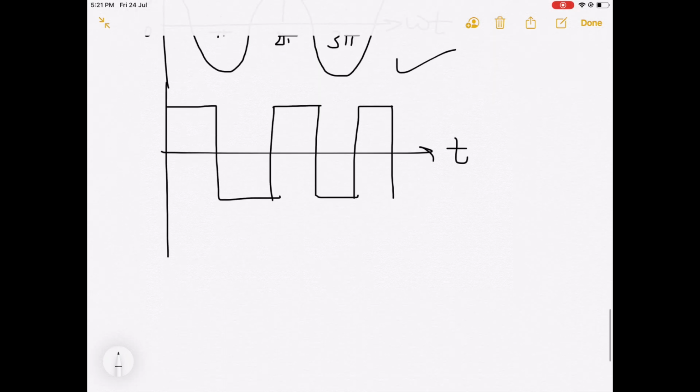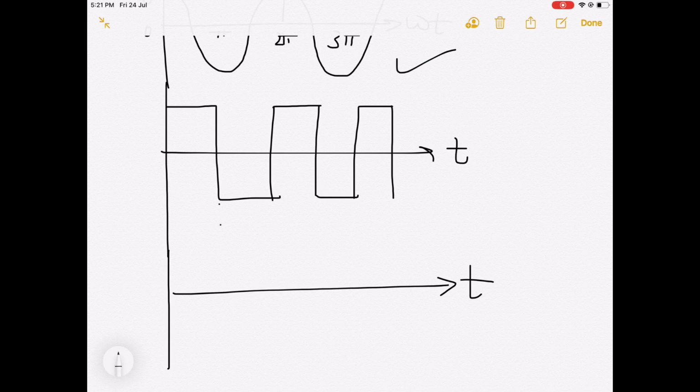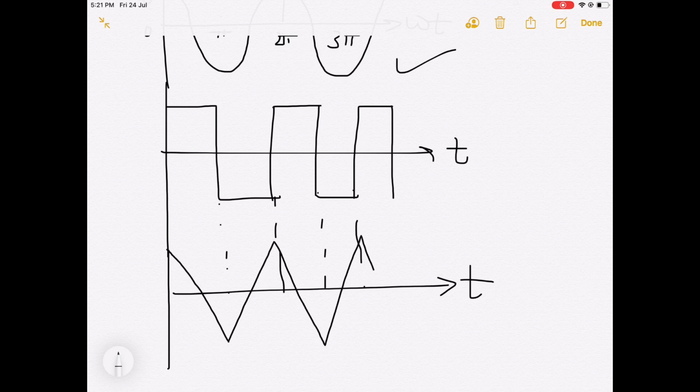Then at the output here we will get these points, we have to consider here, and here we are applying a square wave. At the output we will get a triangular wave. Okay. So, when we apply, this is input and this is output.